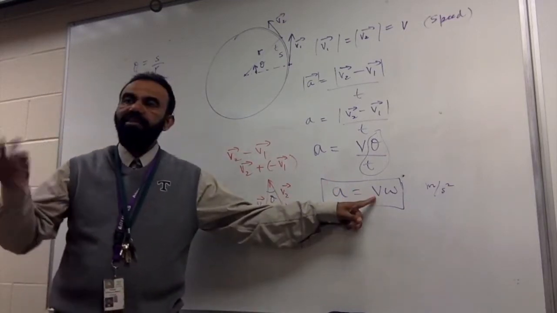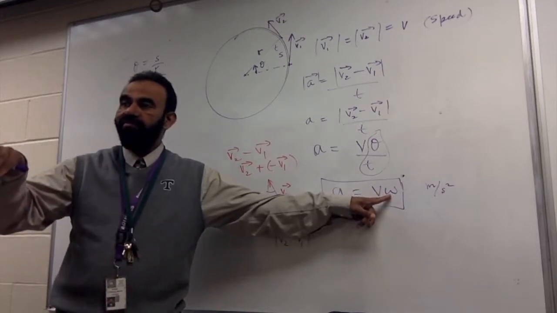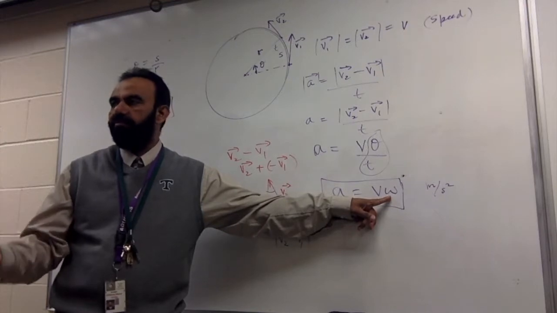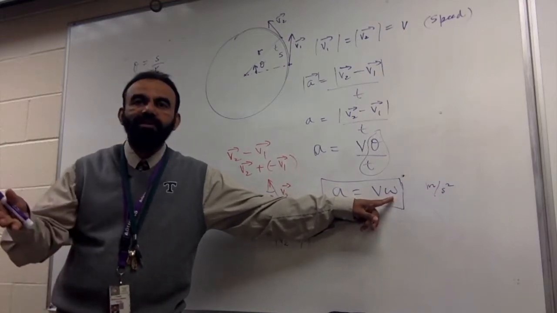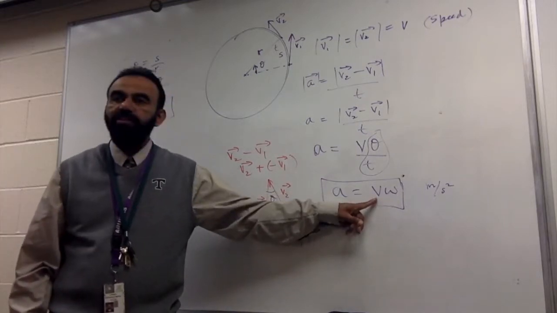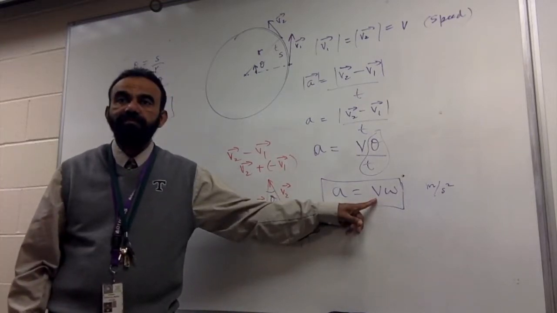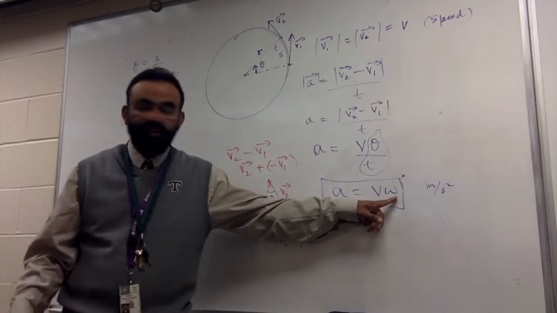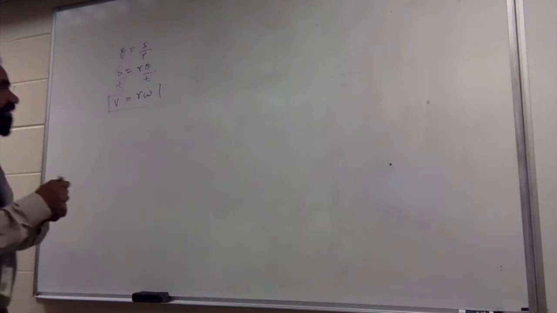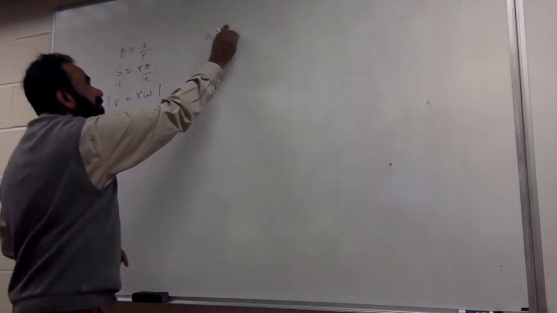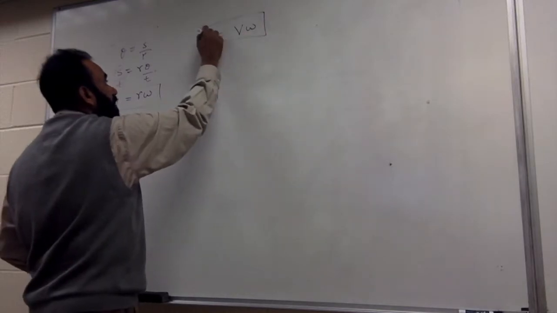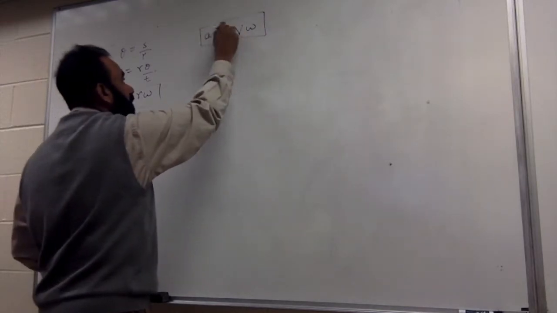What is v? It's a linear speed. What is omega? It's the angular velocity. Some people call it angular speed as well. So if you see angular speed being used, just take it as omega. What's the unit of linear speed? Meters per second. What's the unit of angular speed? Radians per second. So what is acceleration? V omega. Understand this? This is the acceleration which is equal to v omega.